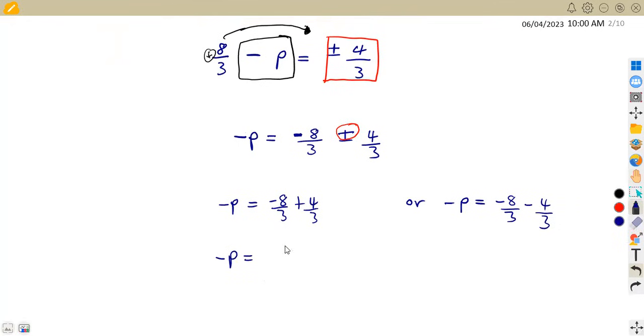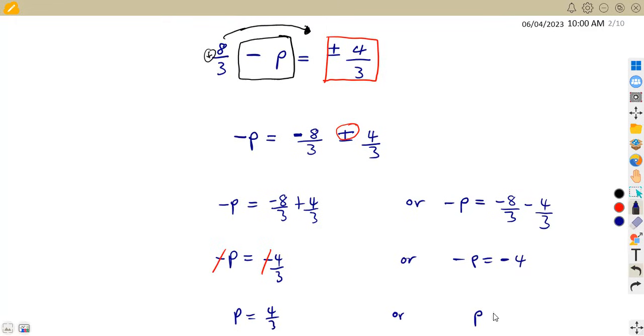So if you simplify properly here from your calculator, this is going to give you a negative 4 over 3. Or from the other part, if you simplify this one from your calculator, minus 8 over 3, minus 4 over 3, you are going to obtain minus 4. So take note, if minus p is equal to minus 4 over 3, what about the value of p? You divide by negative. So therefore, p is going to be 4 over 3, or 1 1/3.